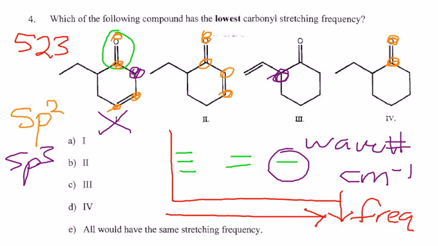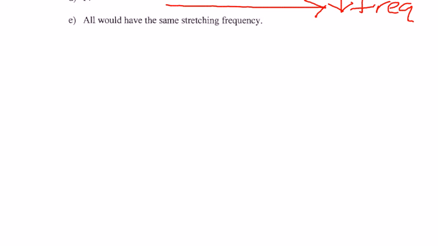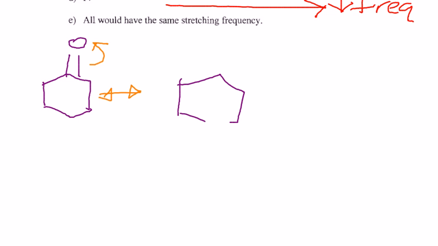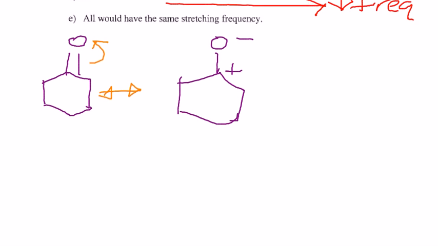Now, what's actually going on here? Let me show you what the deal is by drawing some resonance structures. I will just draw a regular old ketone like this. When I do resonance for this ketone, the only resonance structure it has is one in which we put a negative charge on the oxygen. So we end up with an oxygen with a negative charge, and a positive charge over there. So there are only 2 resonance forms.